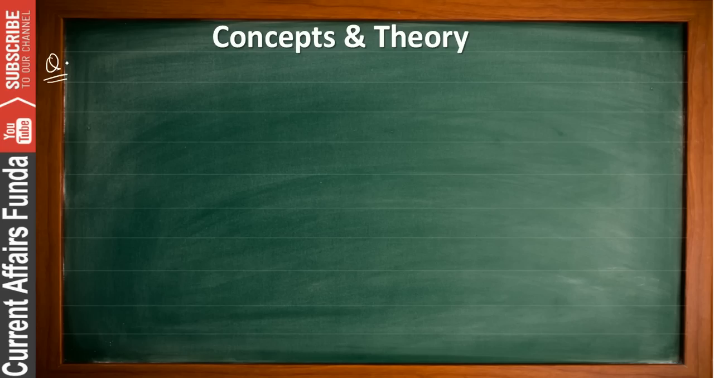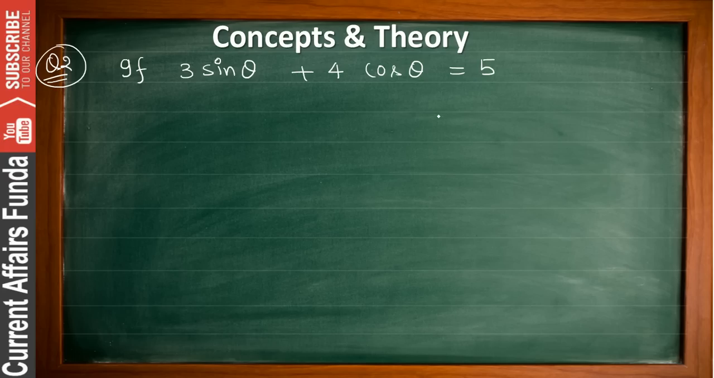See, question number next here. That is question number two here. If 3 sin theta plus 4 cos theta equals 5, what is the value of sin theta here? You need to find out the value of sin theta, cos theta, and friends, tan theta also.